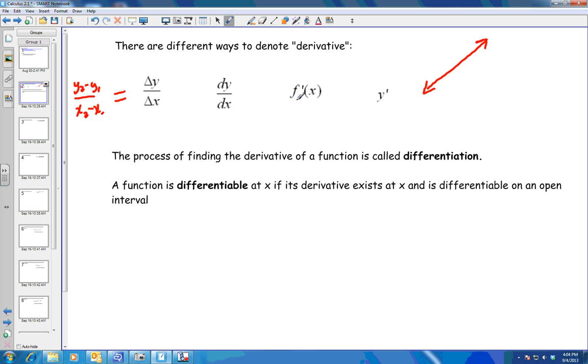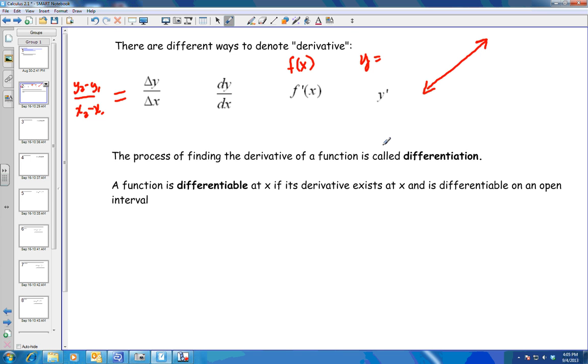Another way you might see it written is f prime of x. If I have f of x equals something and I have to find the derivative of it, this is the symbol for derivative of f. So f prime of x is how I would read that. And then if I have y equals something, the symbol for derivative would be y prime.